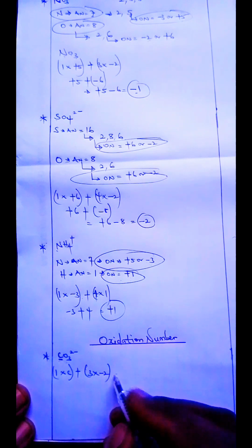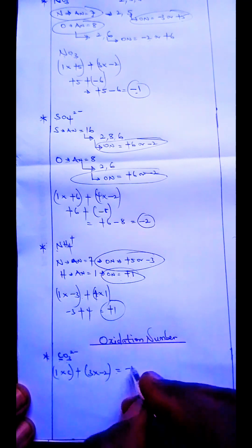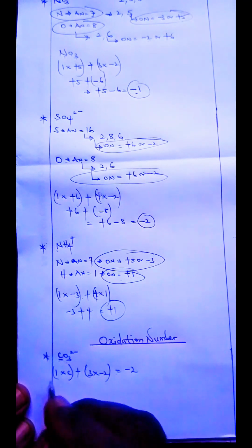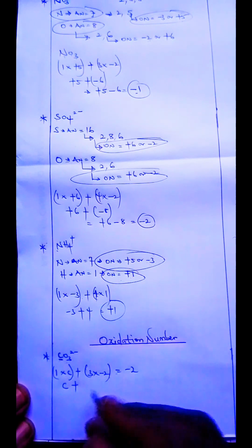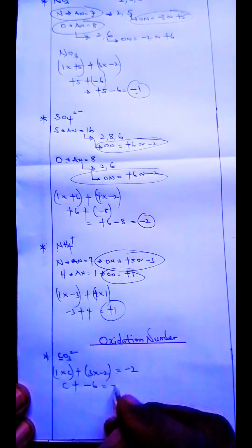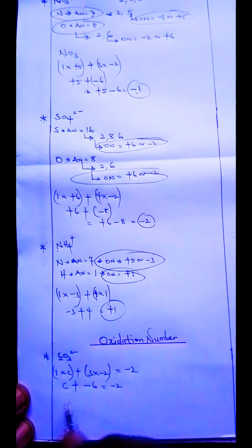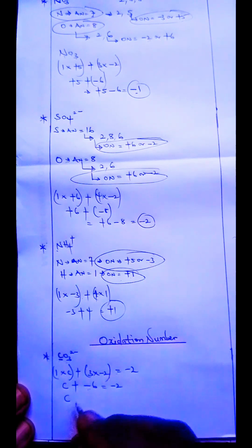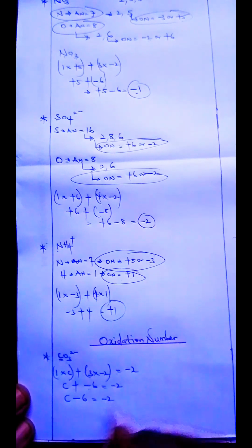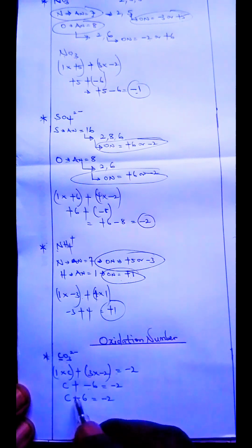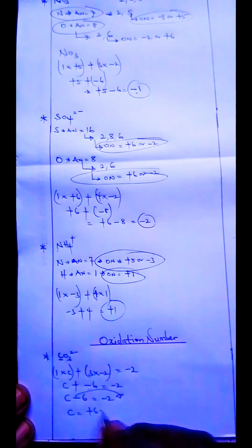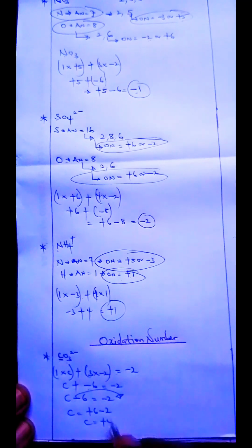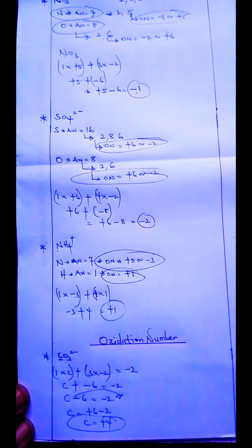Now when you combine all this together, you end up having -2 right here. So 1 times C, which is the carbon, plus 3 times -2 which is -6, equals -2. So we're going to send this across: C minus 6 equals -2. Collect your like terms, send this to the other side. So carbon is +6 minus 2, so carbon is +4. So the oxidation number for carbon is +4, or we can say the valency is 4.